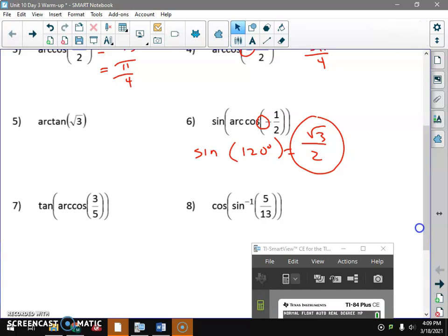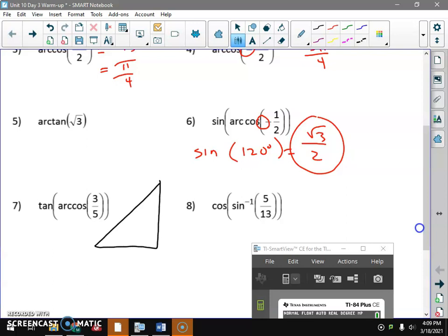3/5, I don't know that triangle. It's not one of my family members, so I'm going to draw a reference triangle. Theta is there. What angle has a cosine ratio of 3/5? It would look like that. Tangent, I need opposite. 3, 4, 5, Pythagorean triple. So the tan would then be 4 over 3.